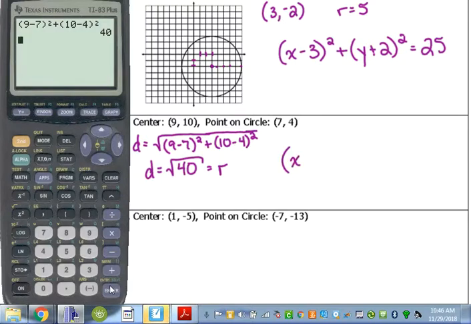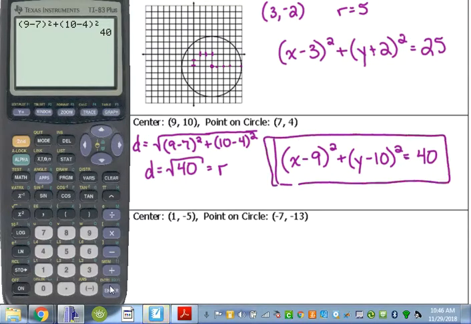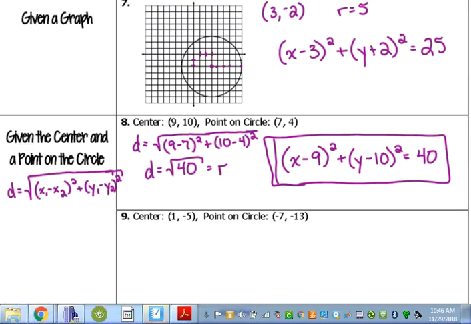Use the center. Make sure you don't use the point on the circle. h, k is always the center, so x minus 9 squared plus y minus 10 squared is equal to the radius squared, where the radius was the square root. That square root cancels, so I'm just left with the 40.